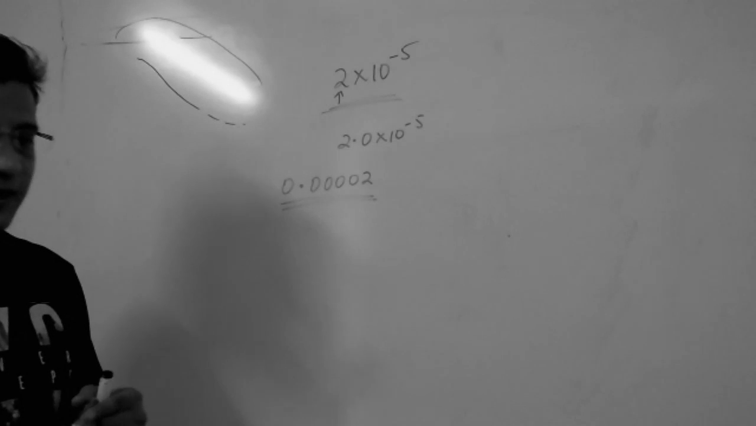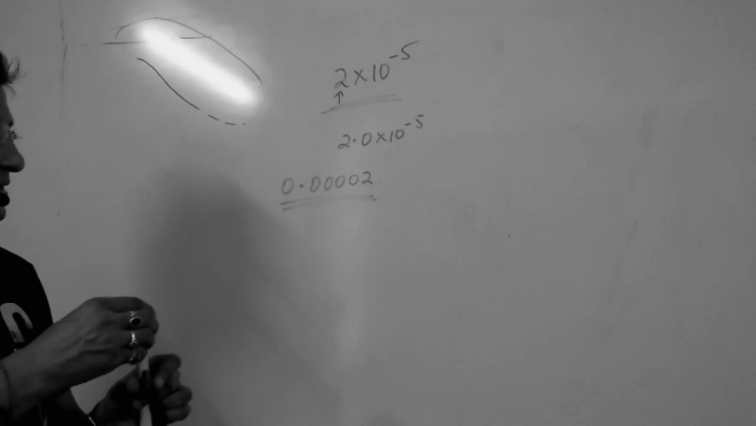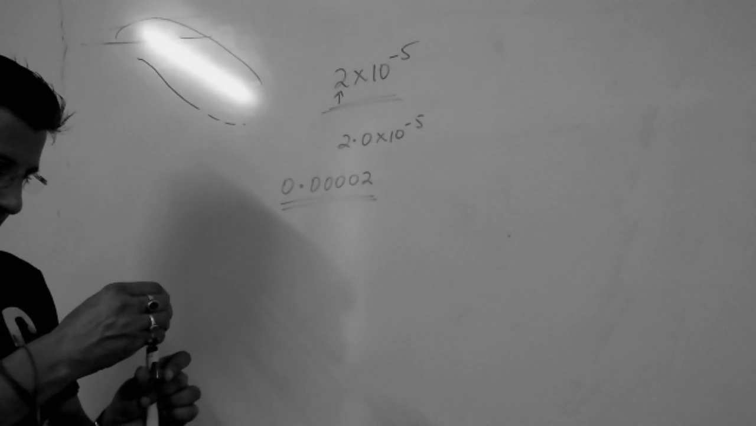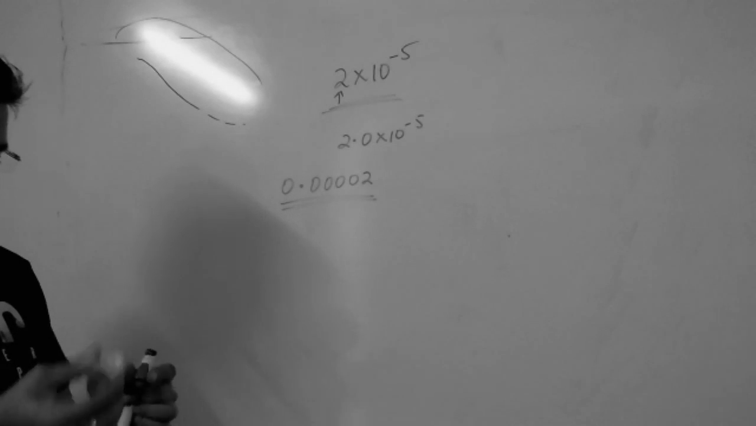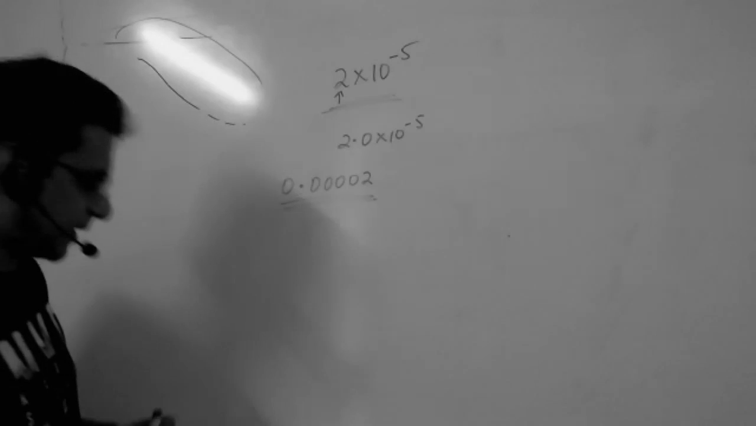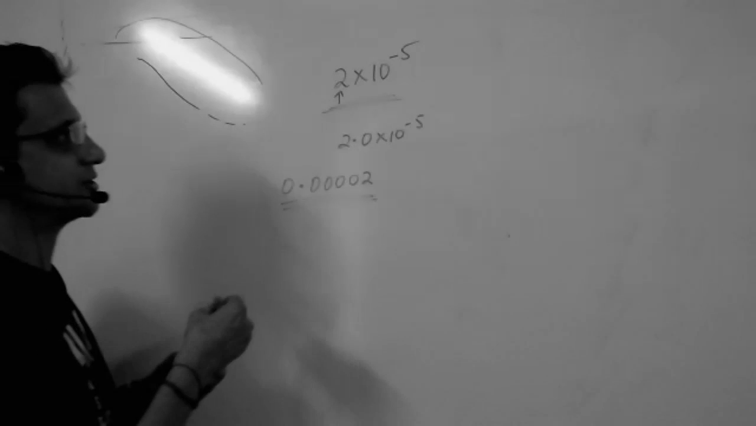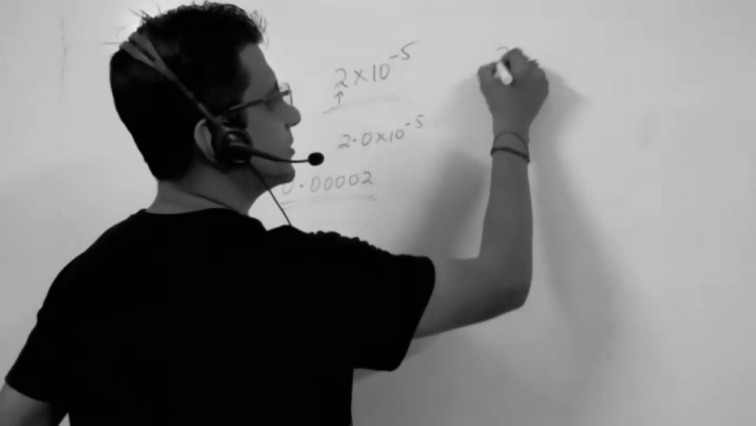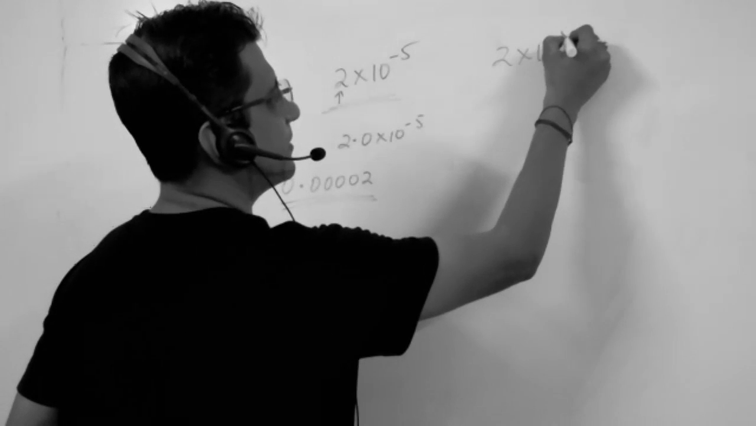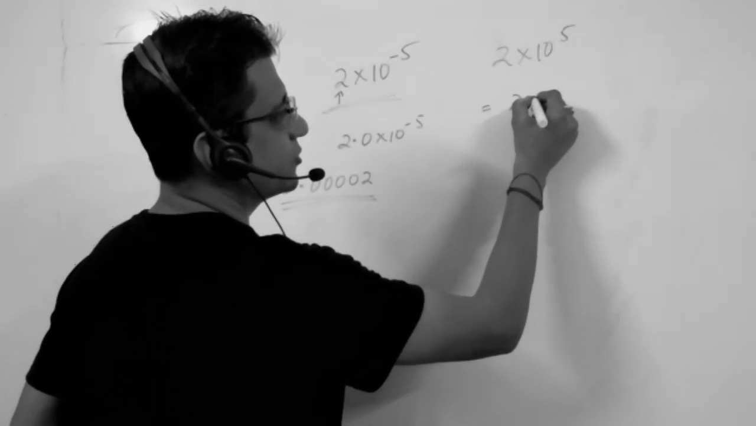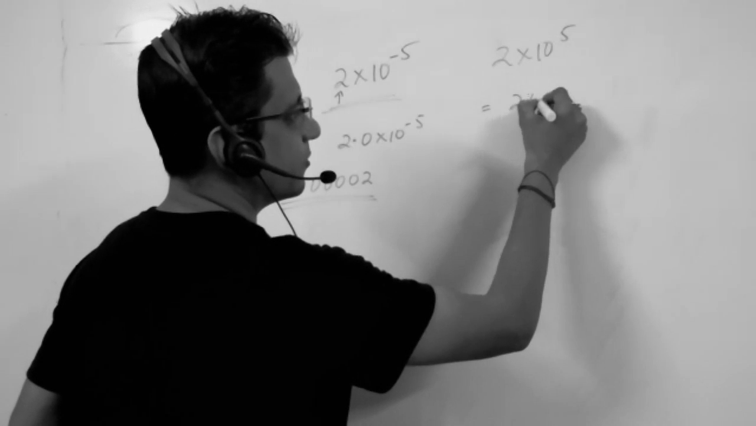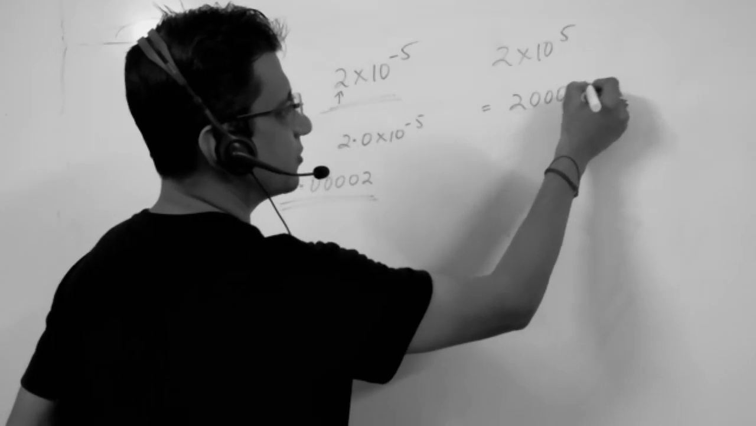In standard form, when the power is negative, the decimal will go left hand side. And when the power is positive, the decimal will go to the right hand side. In the same question, if it is 2 into 10 to the power 5, we can write 2 and then 1, 2, 3, 4, 5 zeros.